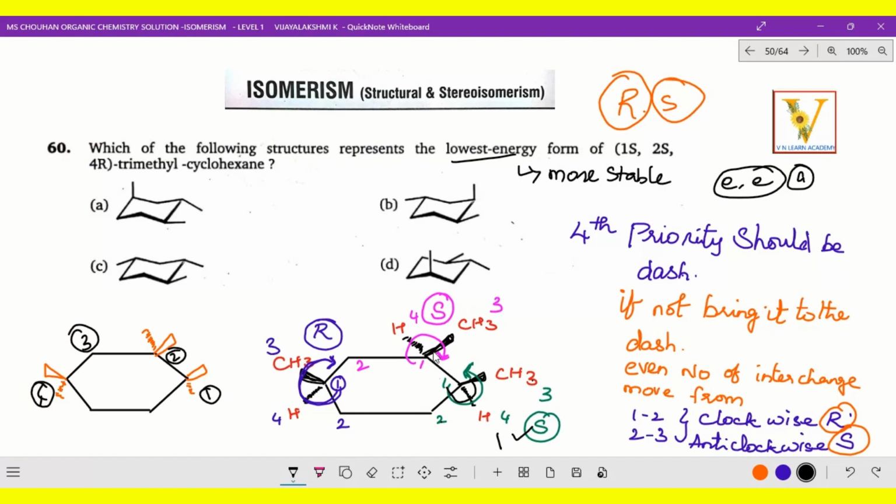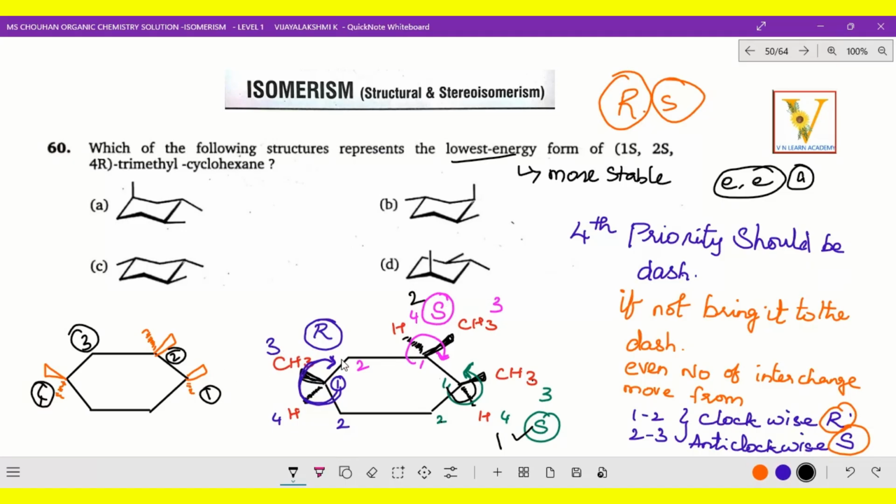Now this is the second carbon. This is one, so 2 over here, 3 and 4. So 4 over here has to be in a dash position, because that is the lowest priority. In that way, interchanges take place. Interchanges taking place means naturally it is anti-clockwise. So the second carbon is also S only. So this is the first carbon 1S and the second carbon 2S.